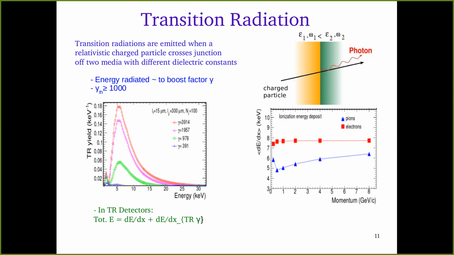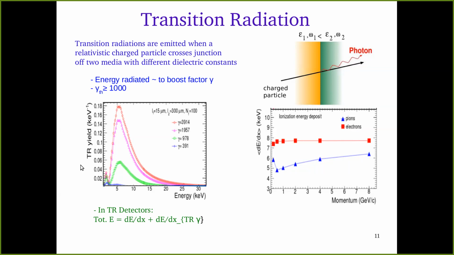Now some characteristics of this: the energy of the photon that is radiated depends on the boost factor gamma. If you remember, I told you a few slides earlier that we have to somehow find a quantity of the detector response that is related to beta. In the ionization energy loss, the dE/dx is related to beta squared and the log of beta gamma. The time of flight is related to 1 by beta. And again, the energy radiated by transition radiation is related to gamma, which you obviously know is also related to beta.